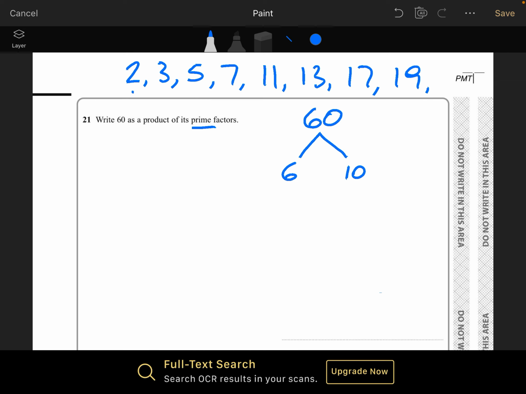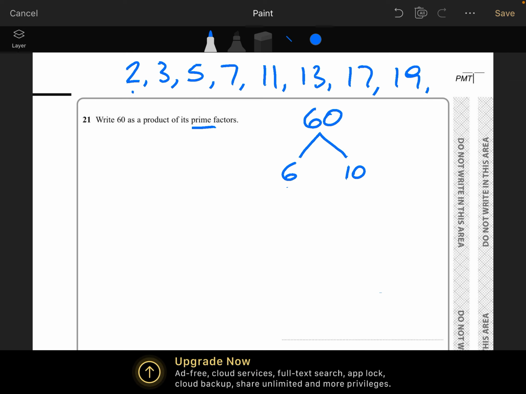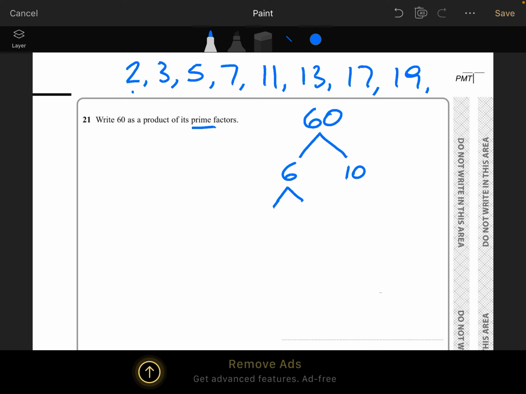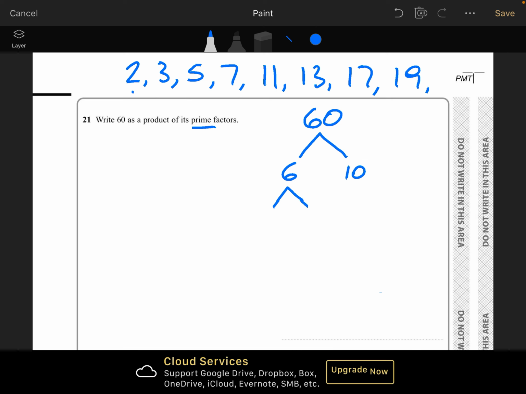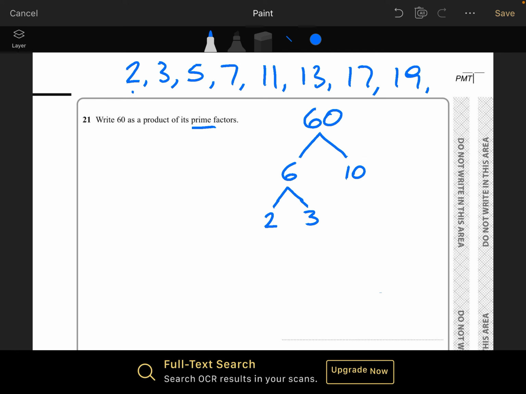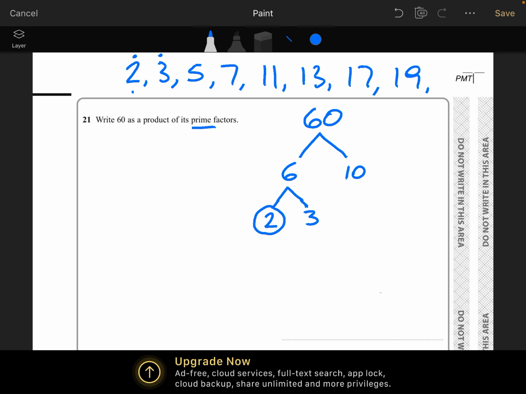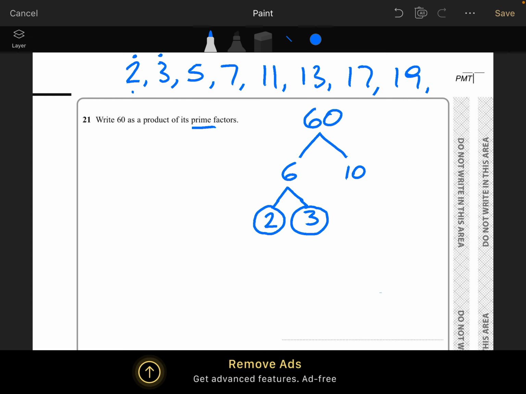Okay, so 6 and 10, are either of those numbers prime numbers? Do they appear in the list at the top? No, they don't. So I take 6 first of all, and I put another pair of branches below 6. I want two numbers that multiply to give 6. That's 2 times by 3. There is really only one choice. I could do 3 times 2, but it doesn't really matter. Both of those are prime numbers. Once we hit a prime number, we circle it and we stop. If I've hit a prime number, I don't go any further with that number.